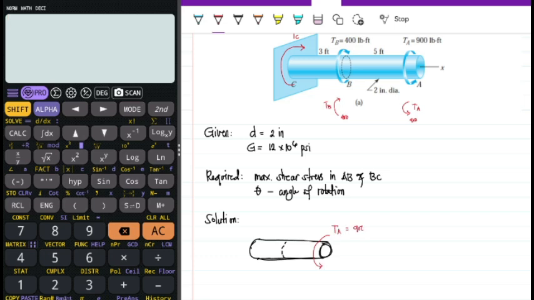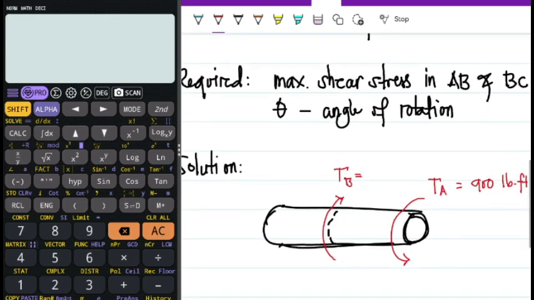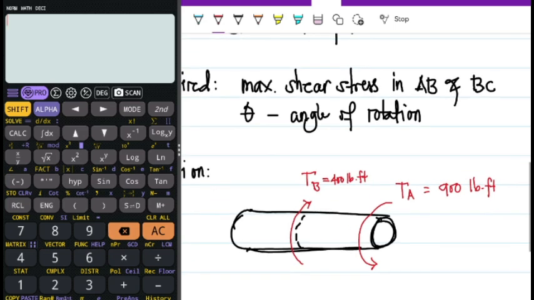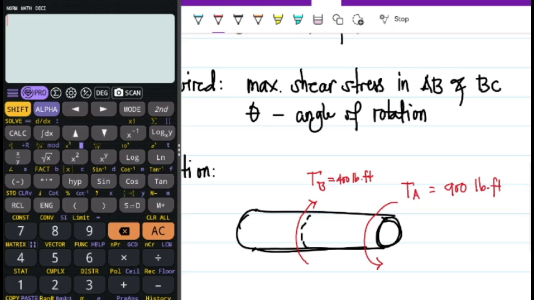So for this example, we have two torques, A and B. The total resulting torque must be such that the entire moment summation for this system is 0. So for example, if we start from A here, A to B, B to C, as provided in the given, T sub A is 900 pound-foot.